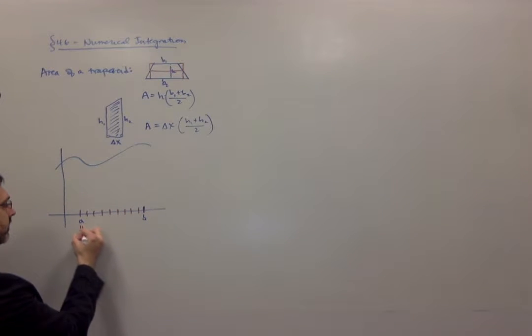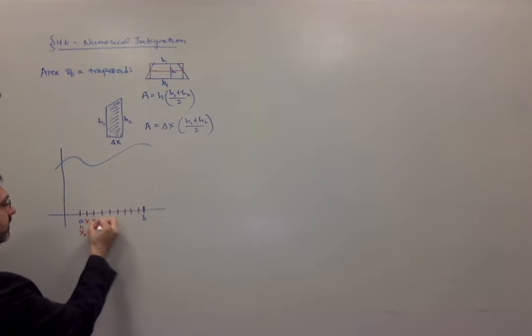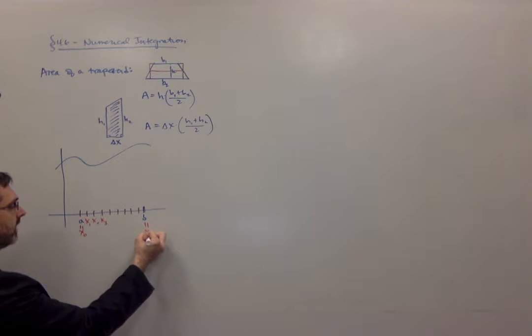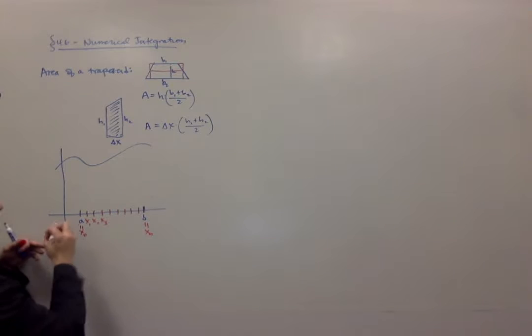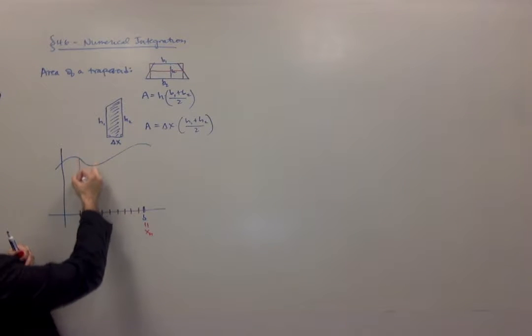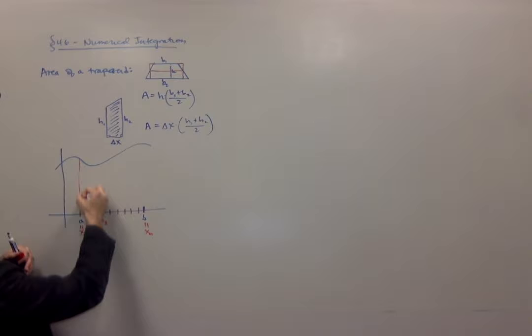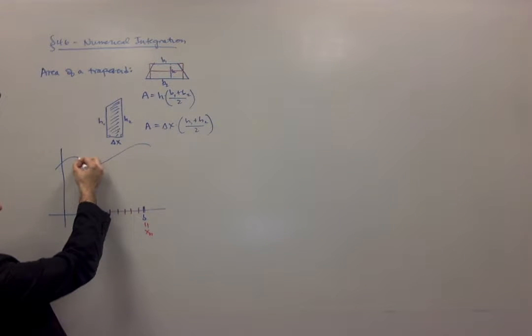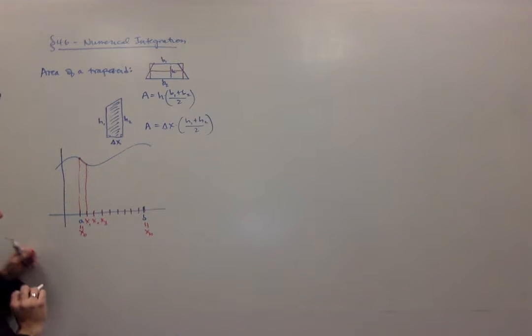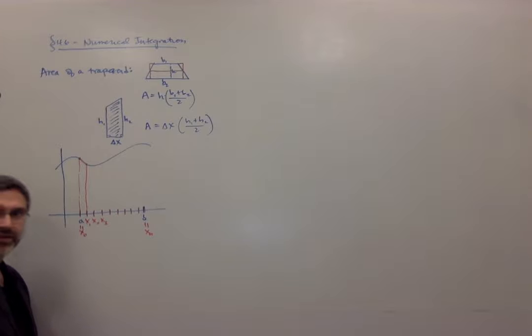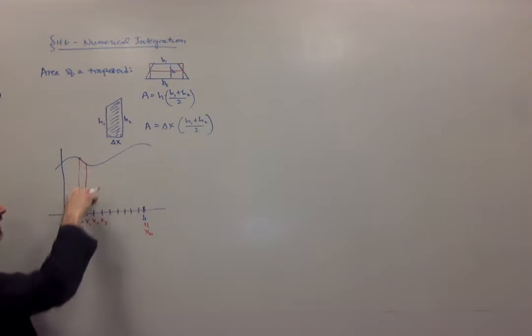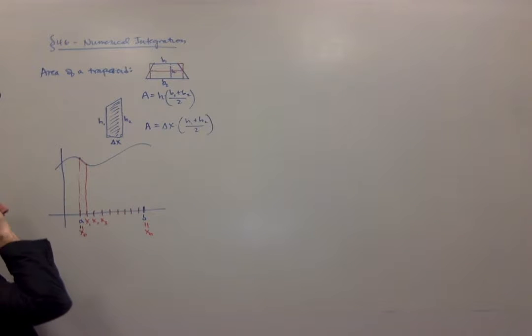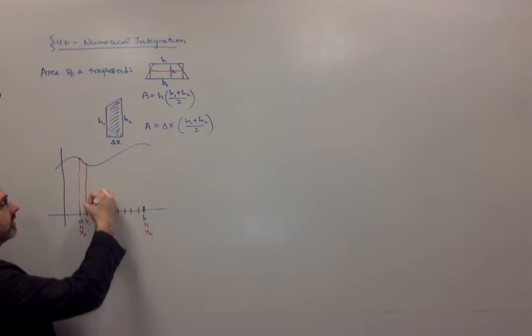Okay. This first place is x0, x1, x2, x3, all the way up to xn. But instead of taking the left endpoint or the right endpoint or the midpoint, what I'm going to do is look at the left and the right sides, and connect these with a line. Now, do you see how that's going to give me a really good approximation? If I draw a height here and a height here, and I connect those with a line, I'm going to get a really good approximation.